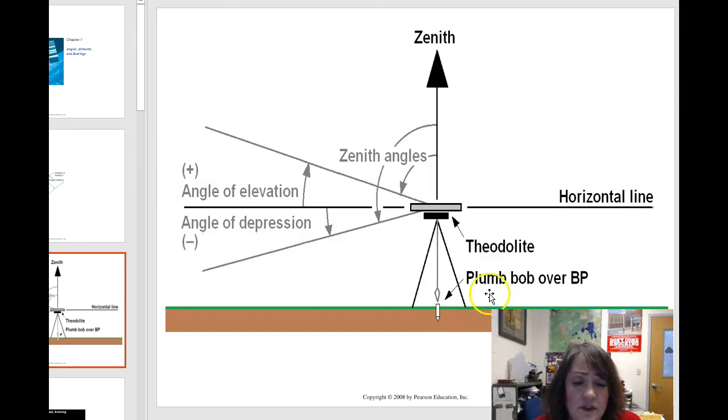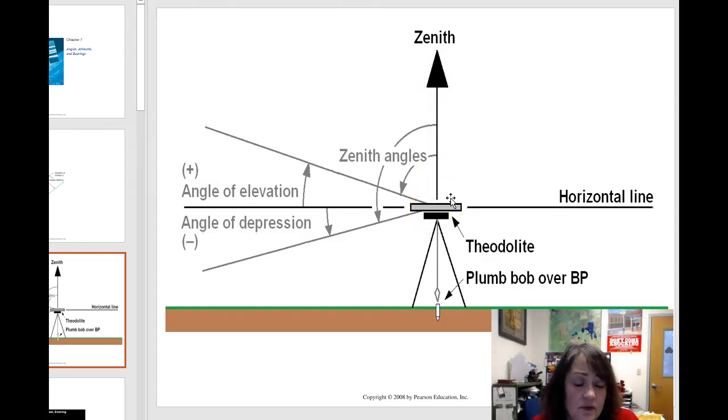So what you do to determine straight down is you can just take a string and hang a weight on it, and it will always point toward the center of the earth in the absence of incredible magnetic anomalies. So you can always determine down or nadir based on a plumb bob, and zenith is 180 degrees up. The other way that you can do this is you can level something. If you have a level bubble, a level vial, a level instrument, that will give you a horizontal line, and zenith will be 90 degrees off of the horizontal line.